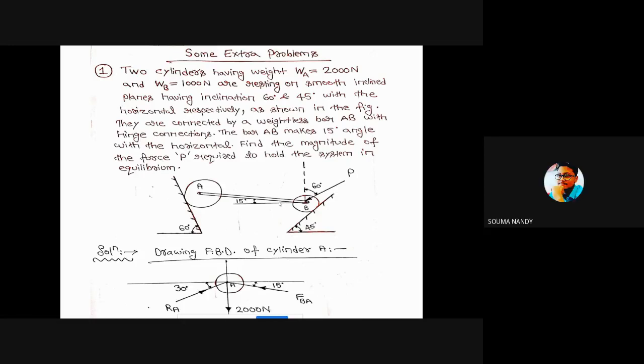Here on A and on B. What is A? What is B? I want the name of the object. Cylinder A and cylinder B. Yes, yes.